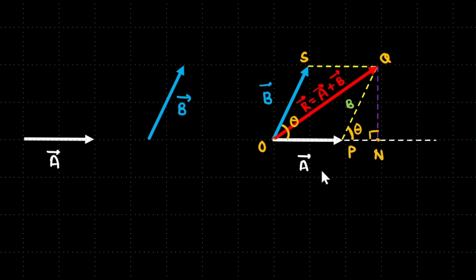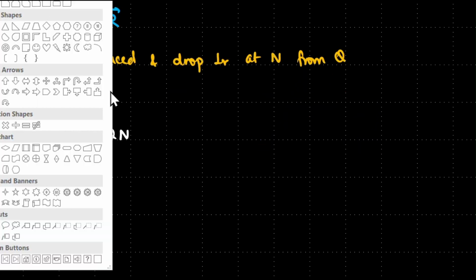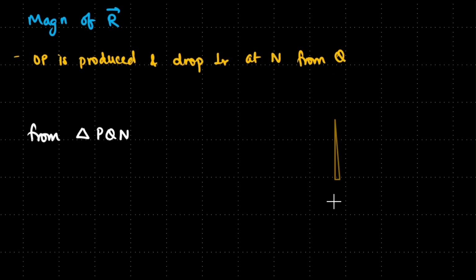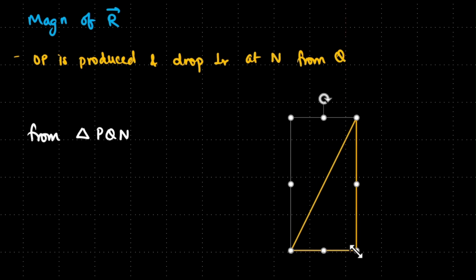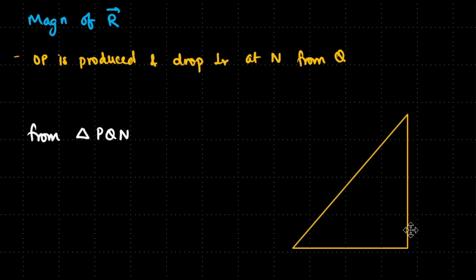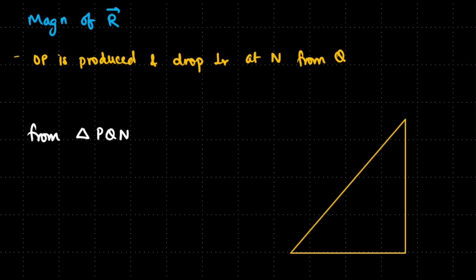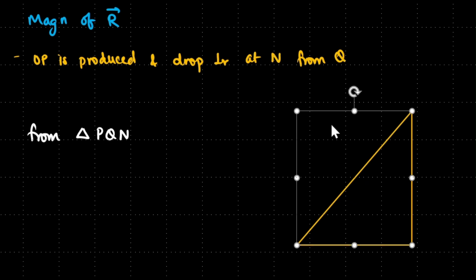So PQN is a right angle triangle, so let's just make a right angle triangle, pretty easy. I think I gotta rotate it like this. So this is the right angle triangle, not to scale obviously. Now let's actually label it and see what we have.